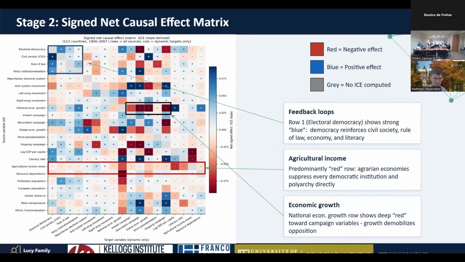The big horizontal red outlined row there is for agricultural income, and it has positive effects on very few things and mostly negative effects on most of the other variables in the model when it has any effect at all. And then the black outlined bar for economic growth shows really deep red negative effects, and those are effects on social movement campaigns. Basically, when the economy grows, there's less social movement activity. People are relatively content and less likely to protest, and so it has a dampening effect on that. So those are some interesting effects there.